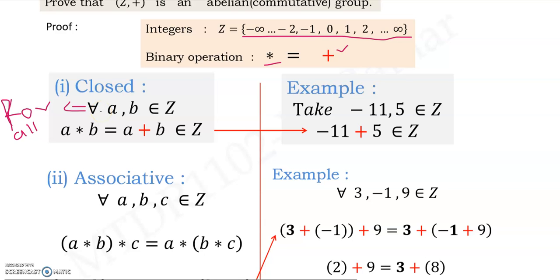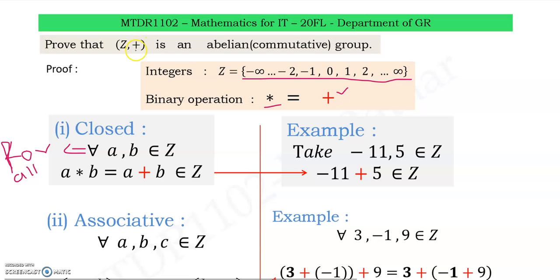Now here for all a comma b belongs to Z, which means you take any two numbers a and b in Z in the given set. Then you apply the binary operation. This is the general notation. A star b is equal to a plus b. Here why I put plus? Because our binary operation is plus in the question. So I replace this star by our operation plus. So a plus b belongs to Z. Yes, definitely. You take any two numbers in Z, then you add, definitely the answer is again in Z. So that is called closed.